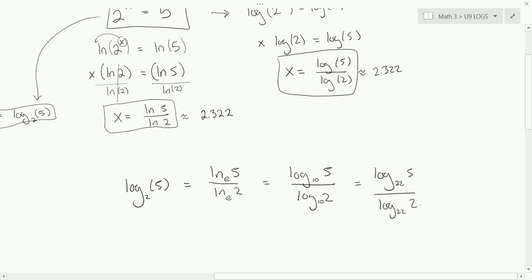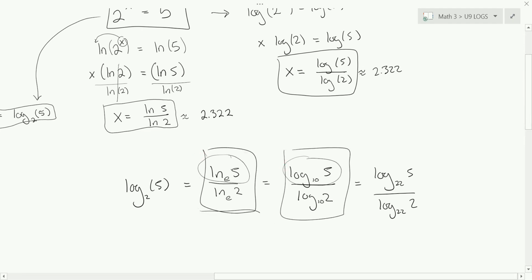Does that mean that the natural log of 5 is the same value as the log base 10 of 5? No. It just means the ratios are always going to be the same. Actually, the individual values are very different, but the ratios will always be the same.